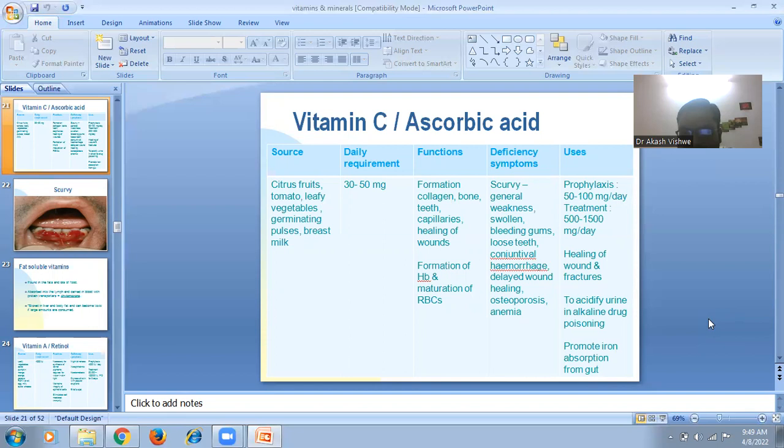Uses: for prophylaxis, we can use 50 to 100 mg per day, while in the treatment of scurvy, we can use 500 to 1,500 mg per day. Other uses are healing of wounds, and in the condition of fracture. To acidify urine in alkaline drug poisoning, we can use this. Ascorbic acid can promote iron absorption from the gut.